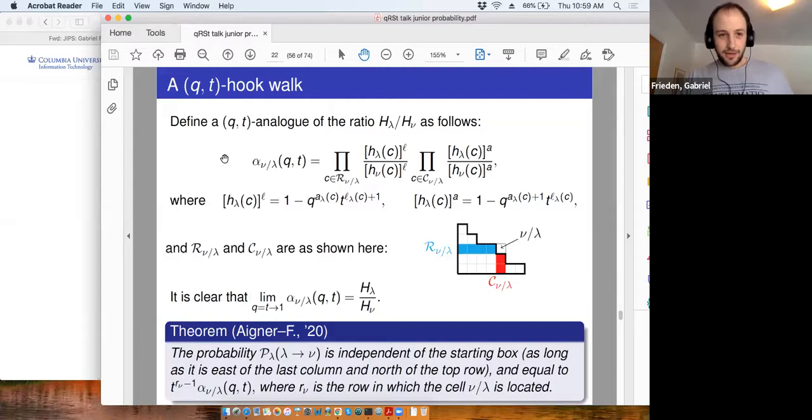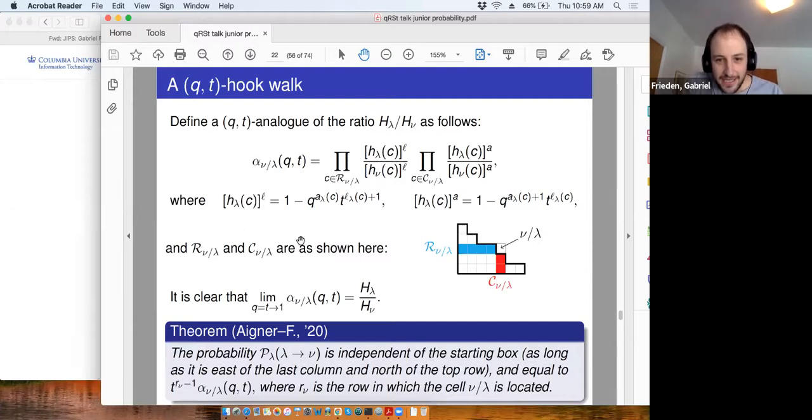Okay, so the reason why this is a good definition is because the probability of reaching a certain outer corner is very nice, like in the hook walk case. In the normal hook walk case, the probabilities were these ratios h lambda over h nu. So what we want here is a qt analog of that ratio. It turns out that the right thing to do is this quantity alpha nu over lambda.